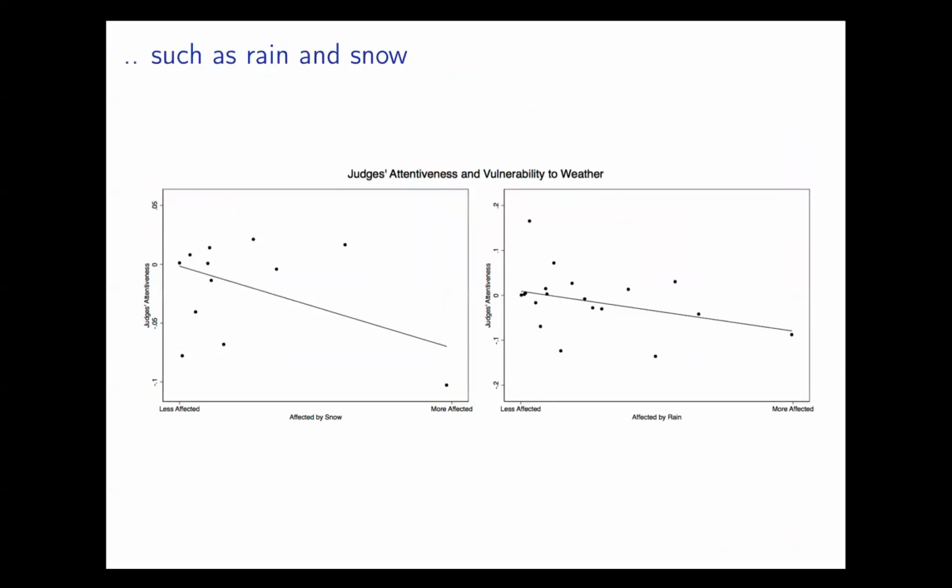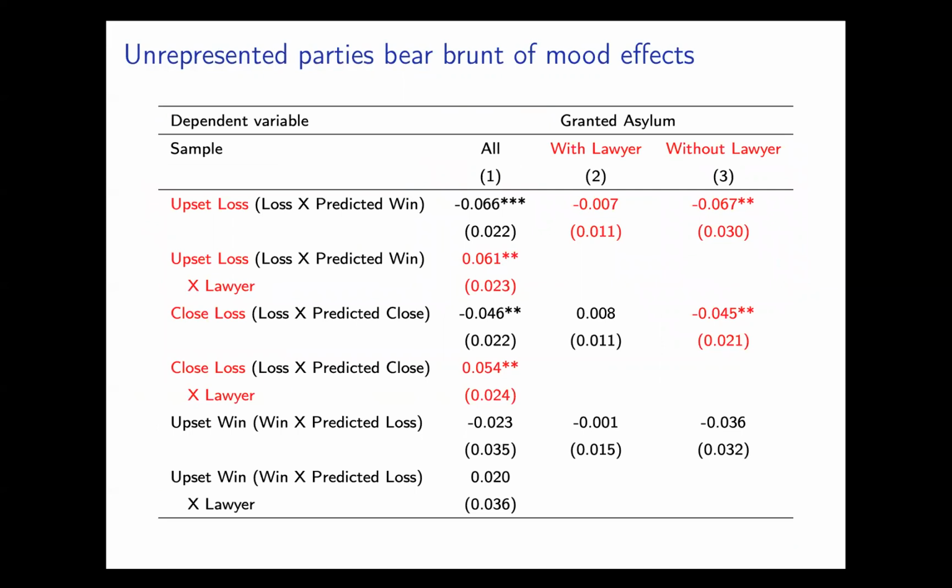We can actually unpack this a little bit more, and we see that unrepresented parties bear the brunt of mood effects, experiencing roughly 10 times the effect size of an upset NFL loss.